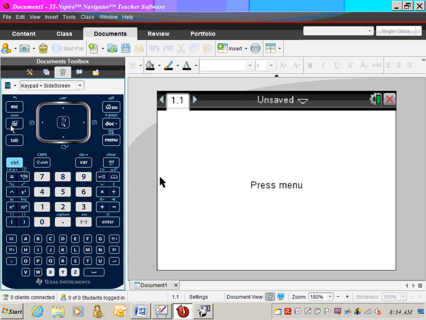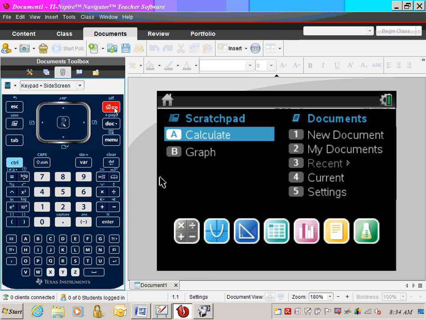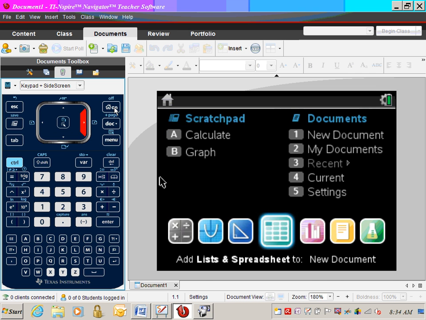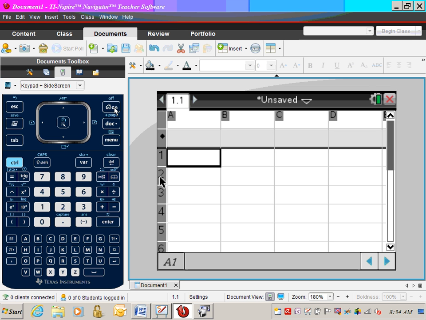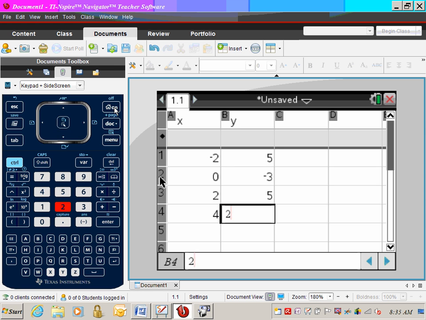Okay, let's start from the home screen. If I were to put in a table, where would I go? You go to the table window. Lists and spreadsheets. Let's click that. I'm going to put it in the same way as I did when it was linear. So I have x in this column: negative 2, 0, 2, 4. Y in this column: 5, negative 3, 5, 29.